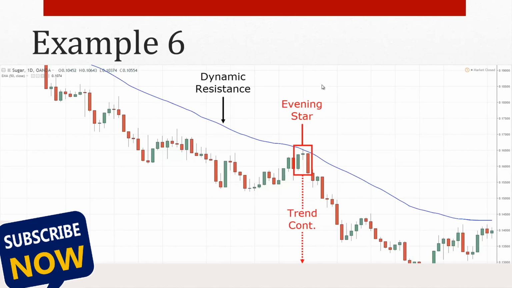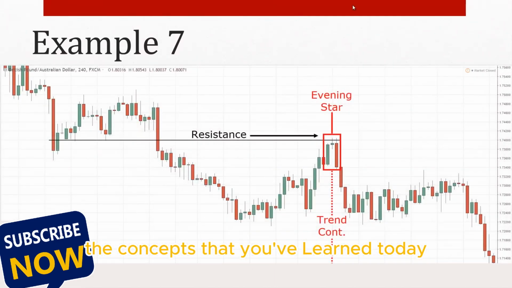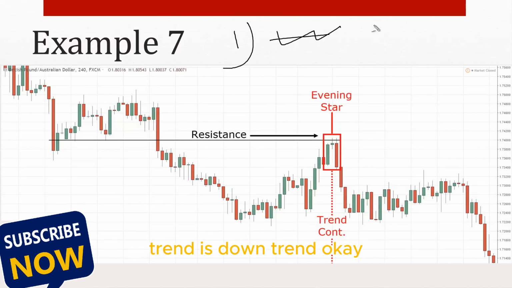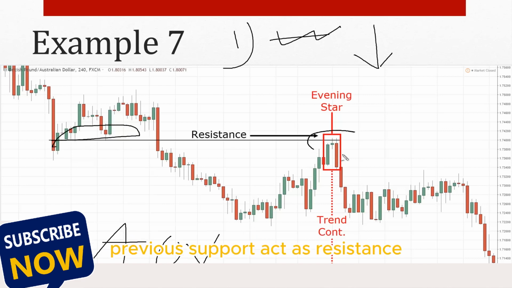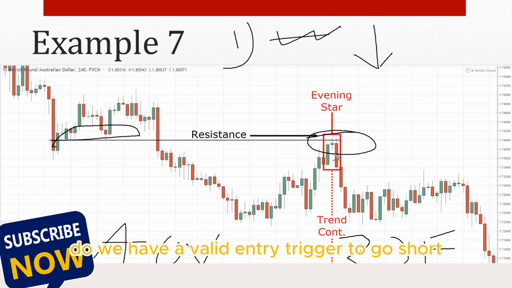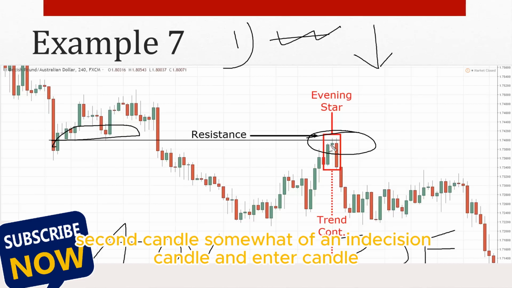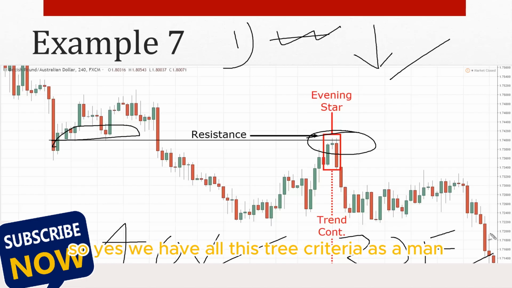Okay? One final example to really hammer home the concepts that you've learned today. Number 1, what is the trend? Trend is downtrend. Number 2, are we trading from an area of value? Yes, we are. Previous support acts as resistance. Number 3, do we have a valid entry trigger to go short? Hey, what is this? This looks like an evening star. Market closes higher, second candle somewhat of an indecision candle, and then third candle, market closes lower. So yes, all these 3 criteria are met.